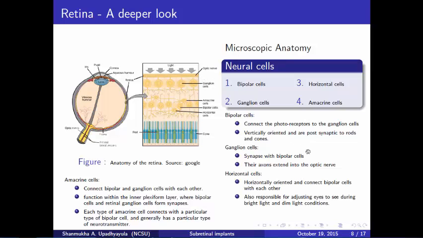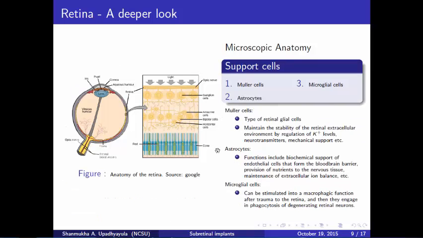And the third type of cells are horizontal cells, which are horizontally oriented and connected in between the bipolar cells. And the fourth type of cells are amacrine cells, which connect the bipolar and the ganglion cells with each other, and they function within the inner plexiform layer of the retina, where bipolar cells and retinal ganglion cells form synapses. Each type of amacrine cell connects with a particular type of bipolar cell and generally has a particular type of neurotransmitter. Support cells comprise 3 different types of cells.